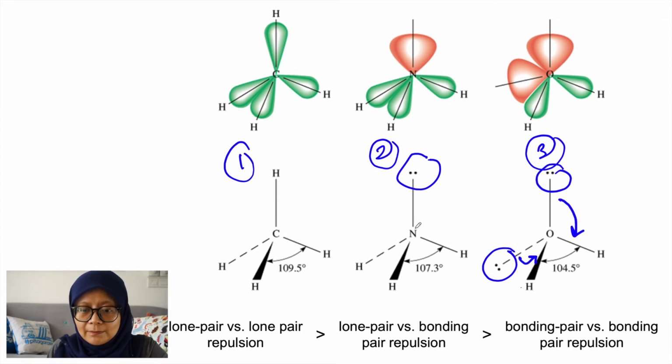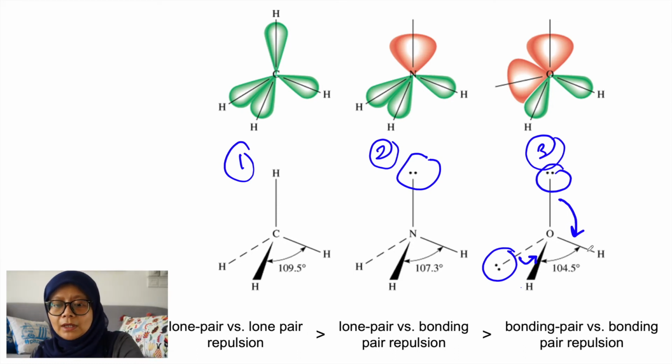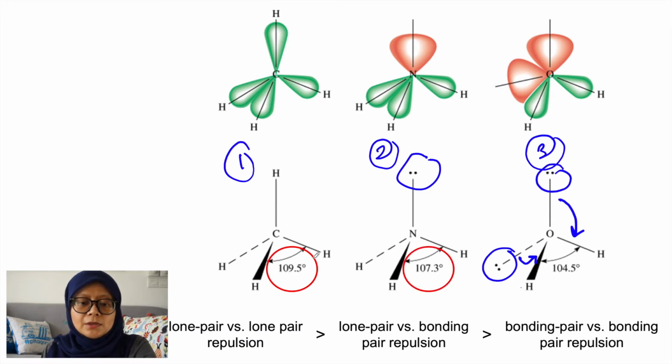For example, for the second one, this one is much bigger than the bonding pair versus bonding pair repulsion. So this is what happens if you have the lone pair and also bonding pair. So this is 109.5, this is 107.3, and last but not least 104.5.